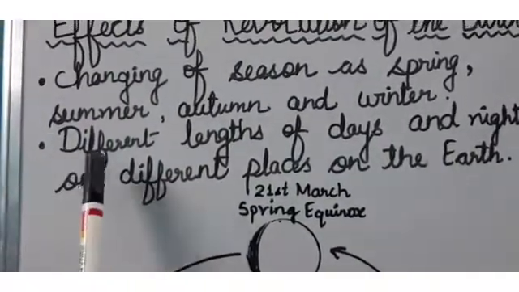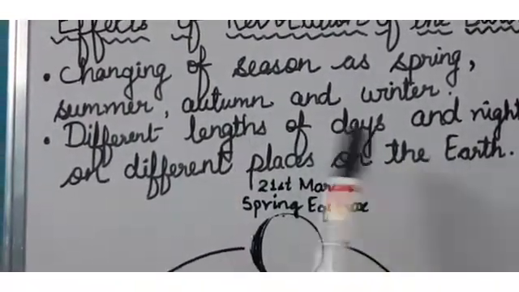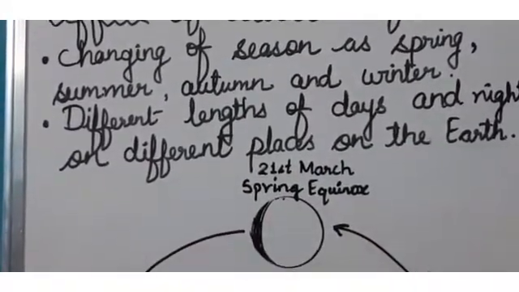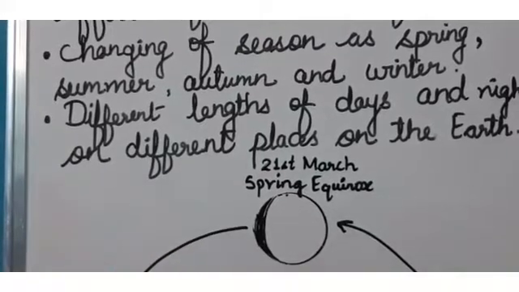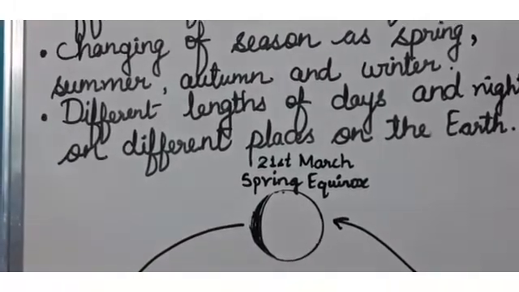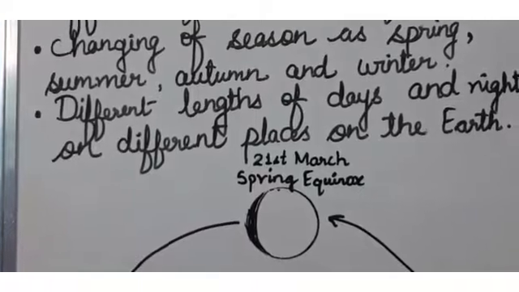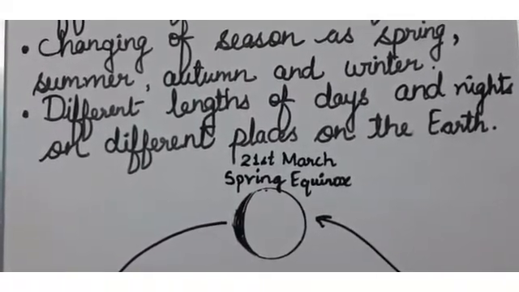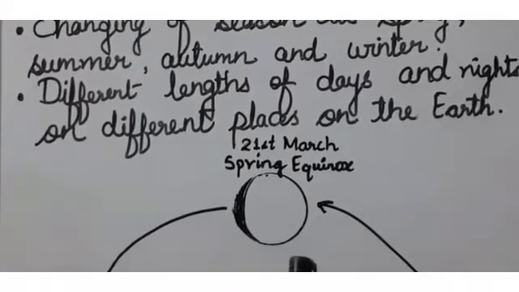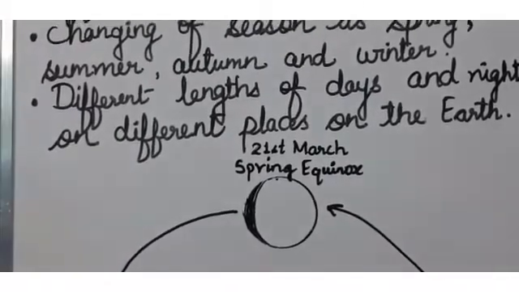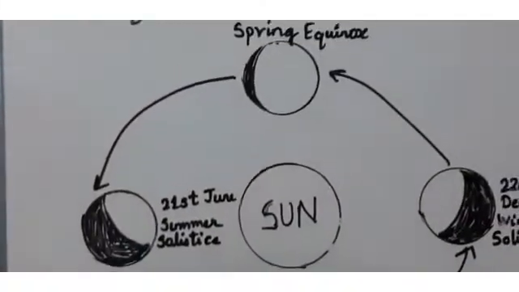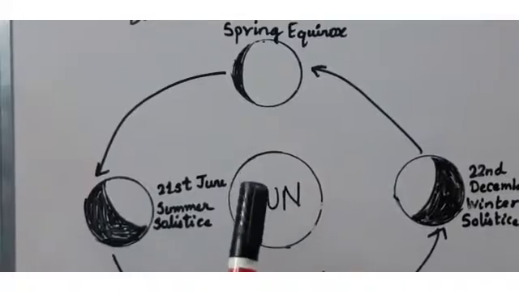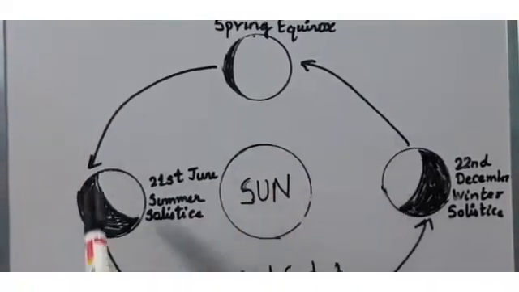The second effect is different lengths of days and nights at different places on the Earth. At different places there are different lengths of days and different lengths of nights. So let's see the four positions of the Earth during its revolution. When the Earth revolves, it takes these four positions.